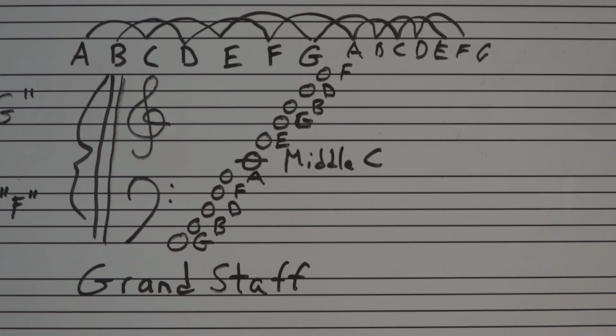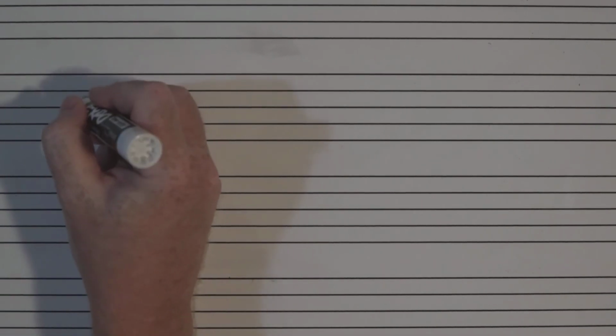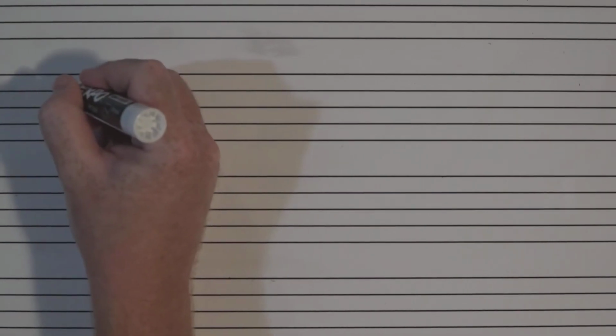But at this point, the most important thing is that you get familiar with the treble clef and the bass clef and can read them fluently. There's one more clef you need to be familiar with. The C clef.